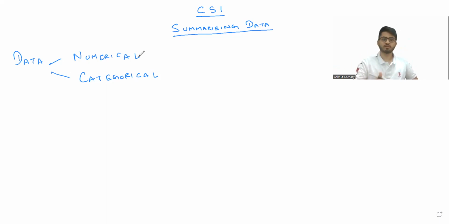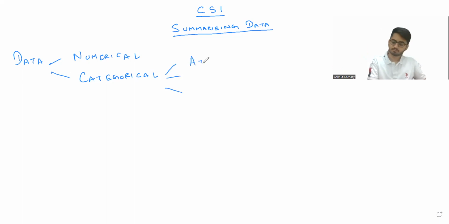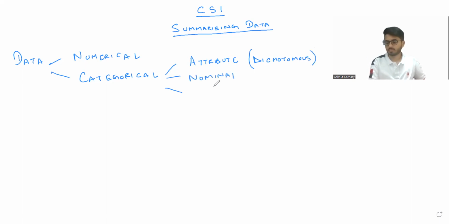Under numerical, we have already covered that, the order is slightly mismatched. Numerical could either be discrete or continuous. Coming to categorical, we can further split categorical into three components. One being attribute or dichotomous. Next is nominal, and then we have ordinal.